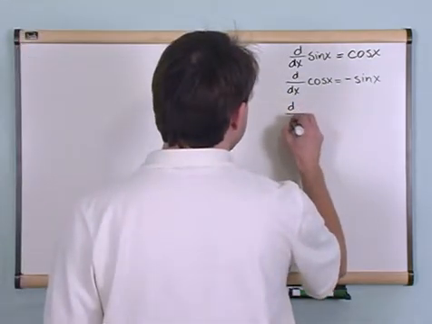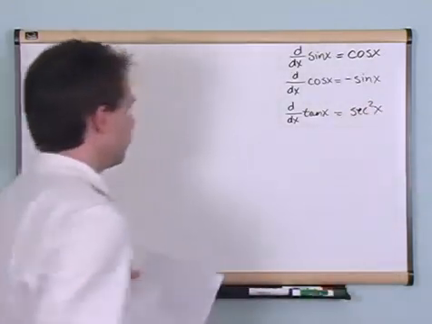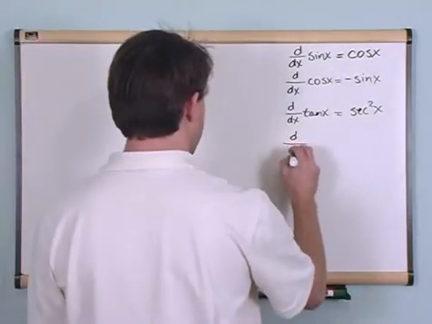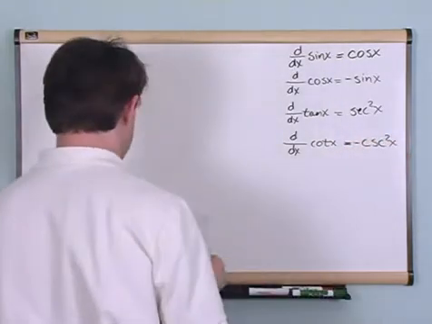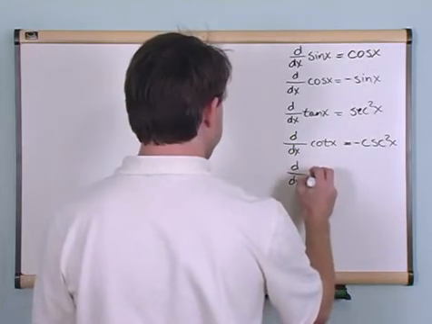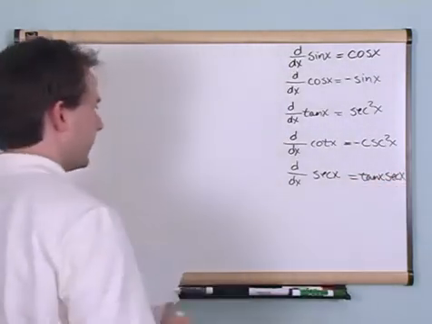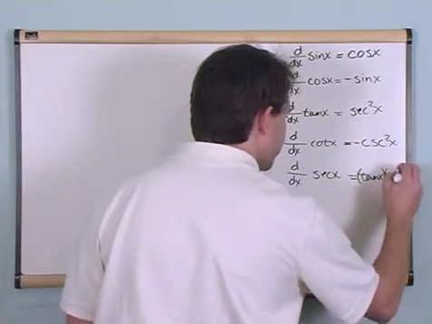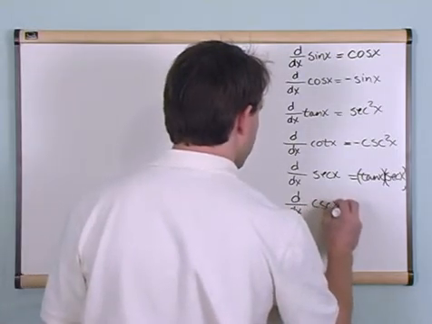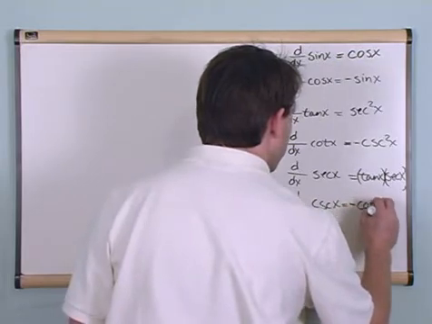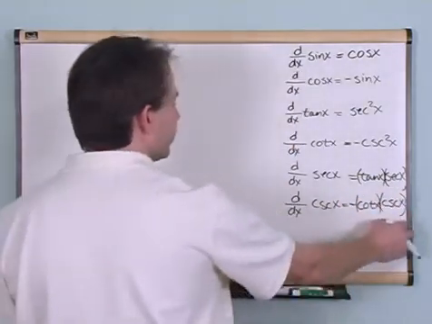The derivative with respect to x of tangent x is equal to secant squared. The derivative with respect to x of cotangent is equal to negative cosecant squared. The derivative of secant is equal to tangent x times secant of x. So this is a multiplication here, tangent of x times secant of x. And then finally, the derivative of cosecant is equal to negative cotangent times cosecant. Again, there's a parentheses around here, so you're taking these two quantities and multiplying them together.